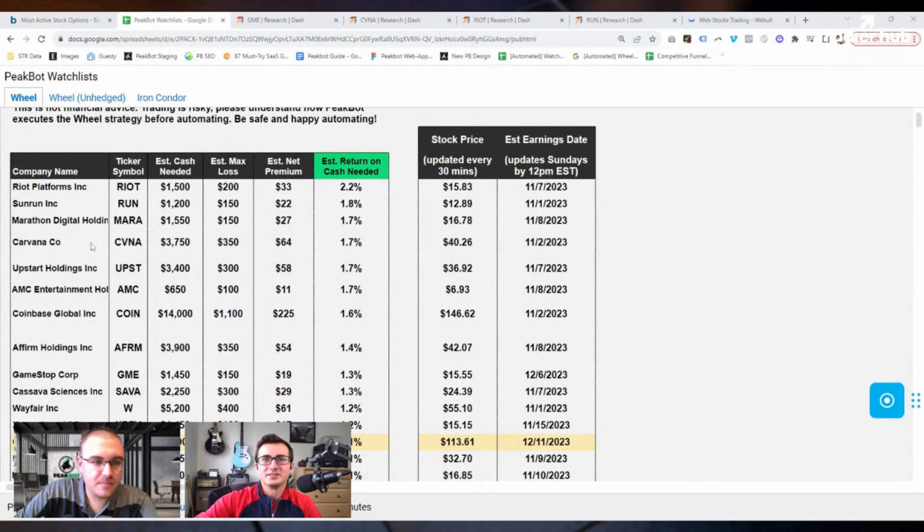So Carvana is near the top of the watch list still, still paying out an awesome premium. I look at this and I think, would I risk $350 in max loss? The way that PeakBot trades the wheel is we open on the 30 delta. So we're not getting assigned, call it 70-ish% of the time. 70-ish% of the time we're winning, and that's just statistically based on where we trade.